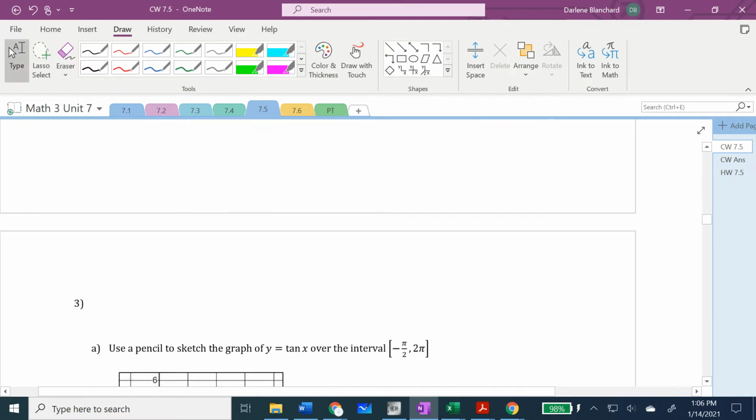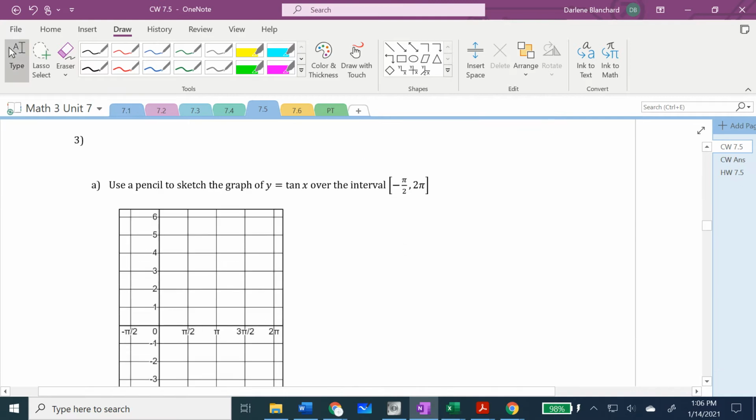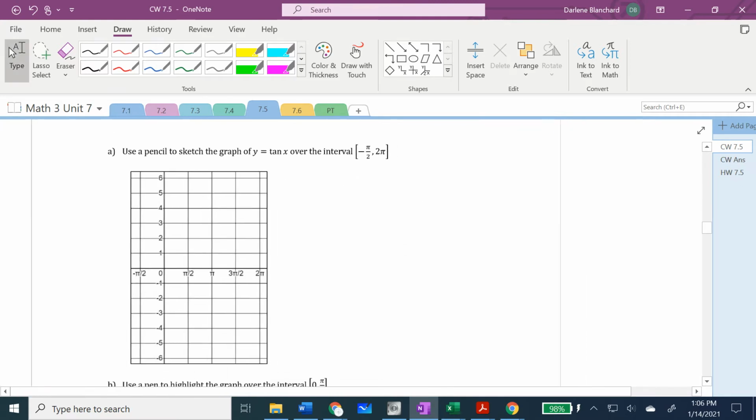Okay, here we go. Next, we have tangent. Do you remember the graph of tangent? Everyone draw tangent. It's partly a refresher. Tangent goes through the origin, and it has an asymptote at π/2 and -π/2. It asymptotes again at 3π/2.